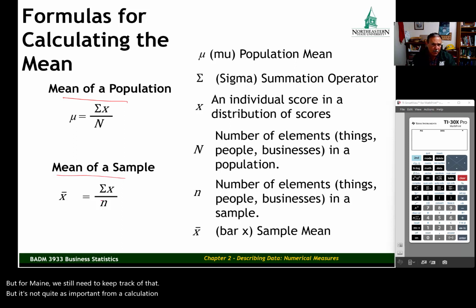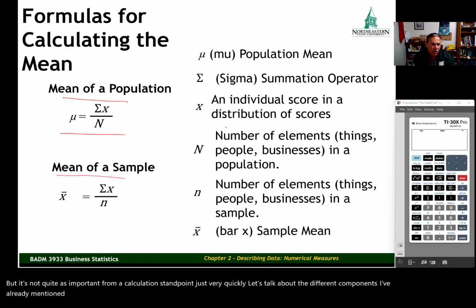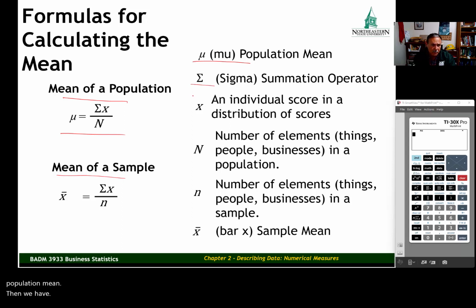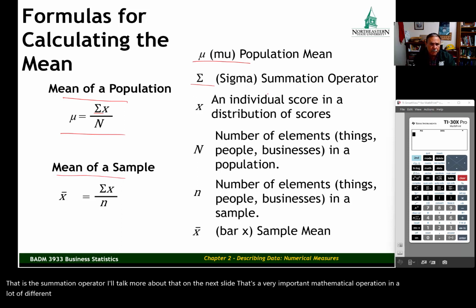Just very quickly, let's talk about the different components. I've already mentioned them, but let's look at the mean of a population, this formula. Mu, that's the symbol for a population mean. Then we have sigma right here. That is the summation operator. I'll talk more about that on the next slide. That's a very important mathematical operation in a lot of different statistical methods.